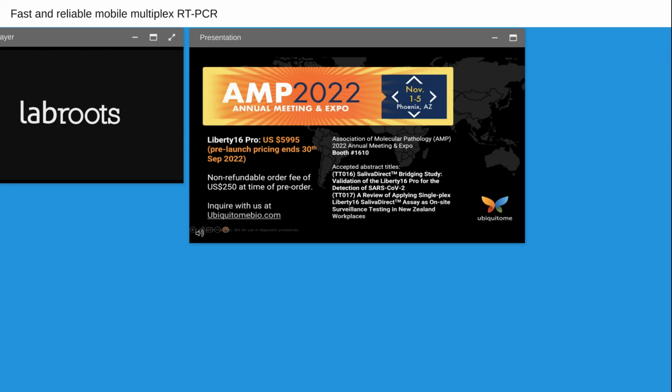Some more information about the AMP 2022. We will be located at booth number 1610, where we will be presenting 2 accepted abstract titles, where you'll be able to meet the team, talk to us about the Liberty 16 Pro, and all of that good stuff. So definitely, if you're interested, inquire with us at ubiquitomebio.com, and one of the many friendly members of the Ubiquitome team will definitely reach out and respond to your inquiry as soon as possible.